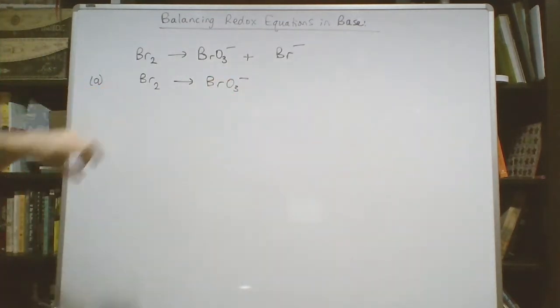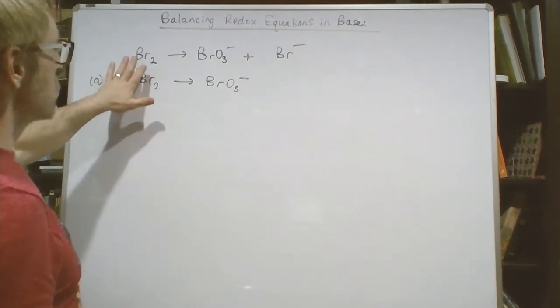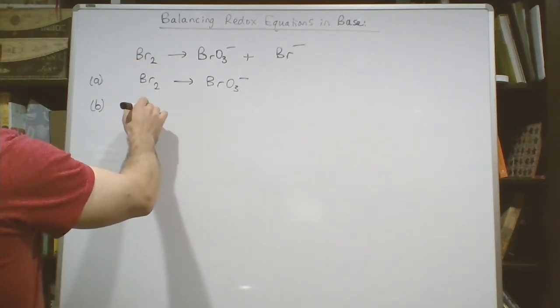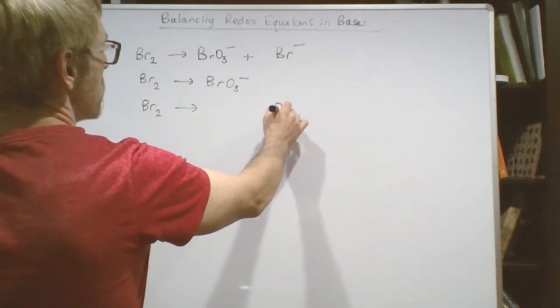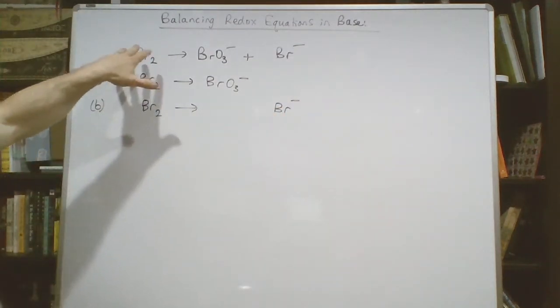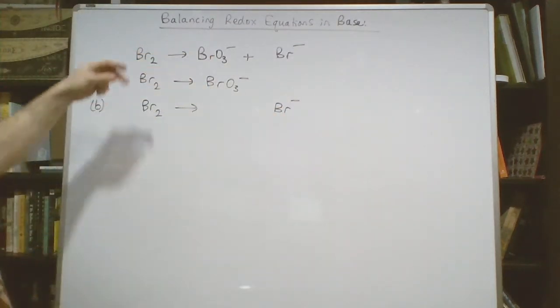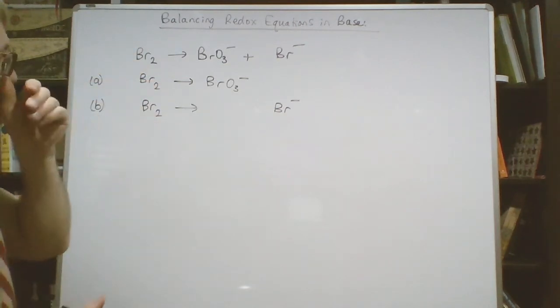We'll call that half equation A. And then half equation B, well, I have no choice. I've only got 1 reactant, so I'd have to use it again. Br2 now gives bromide, Br minus. So if you ever have what looks like a lopsided equation, you just have to use the same chemical twice for each half equation. So there's no big deal there.